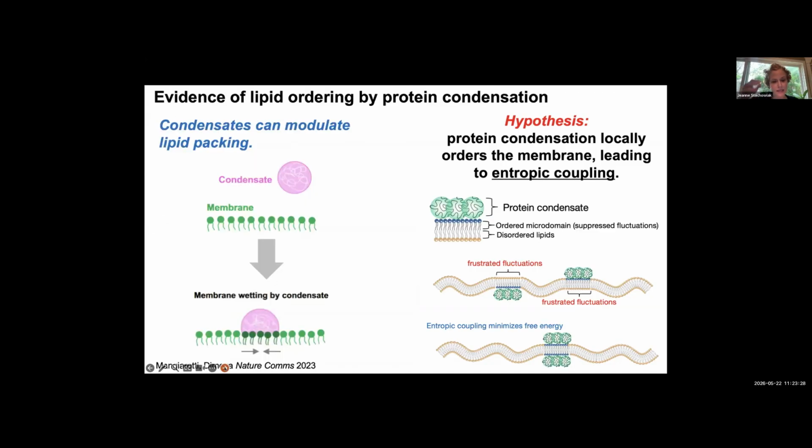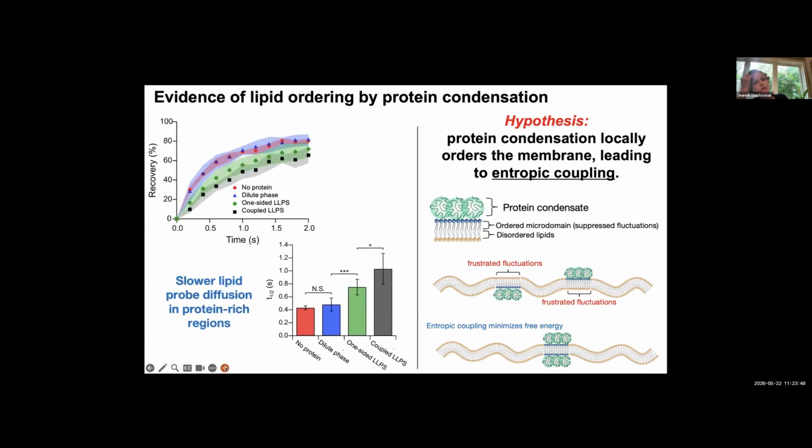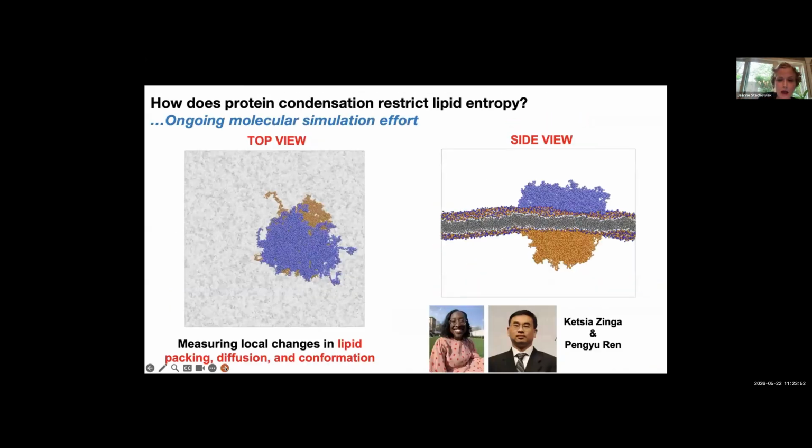This kind of makes sense in light of some work from others in the field. Rumiana Dimova, some of you must know her. Her lab had shown that protein condensates seem to be able to condense the membrane. So that would be one mechanism of locally reducing the entropy, and it could help to drive this kind of coupling. And in line with that way of thinking, we see reduced lipid diffusion in these condensed regions.